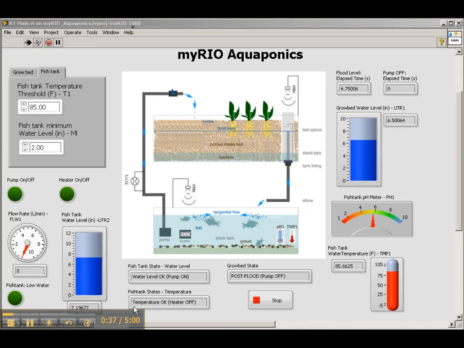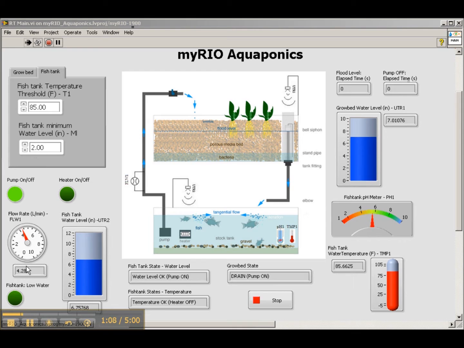Next, we have temperature and pH level indicators for the fish tank. They monitor the temperature and the pH levels in the fish tank. In addition, we have several timing indicators that display the elapsed time for various system states. Finally, we have a flow rate indicator that monitors the flow rate of the water pumped from the fish tank to the grow bed.